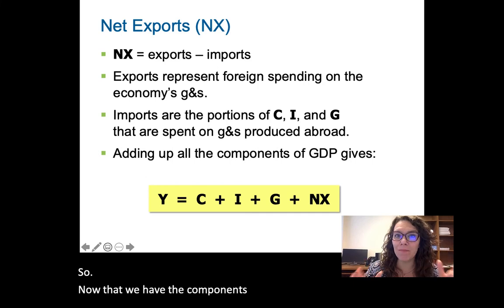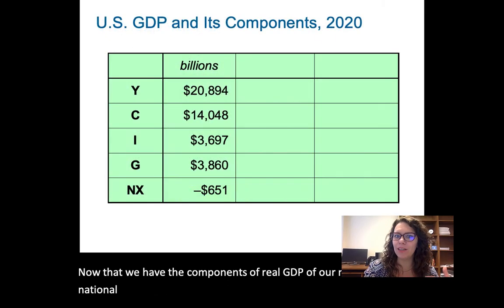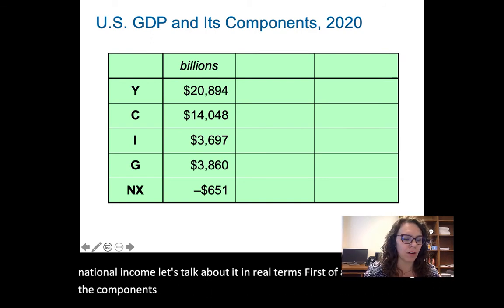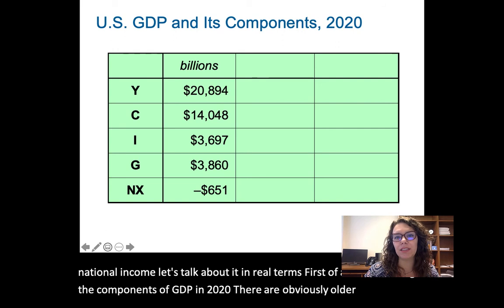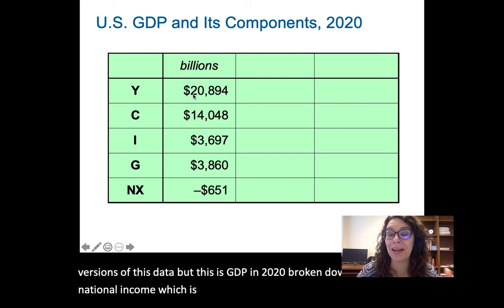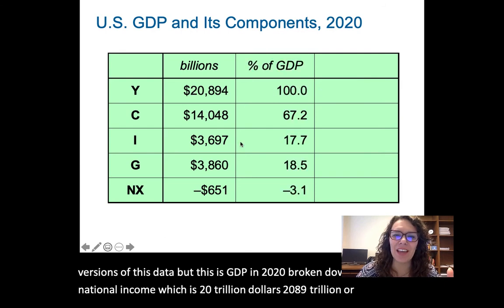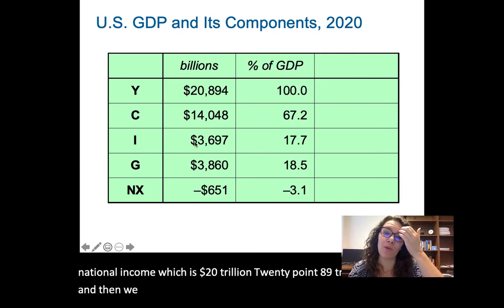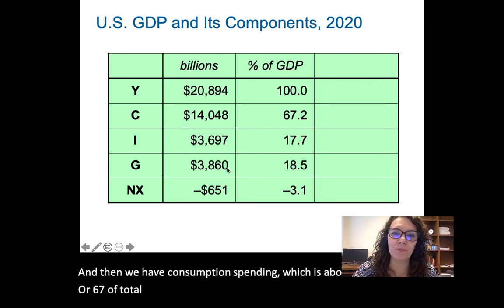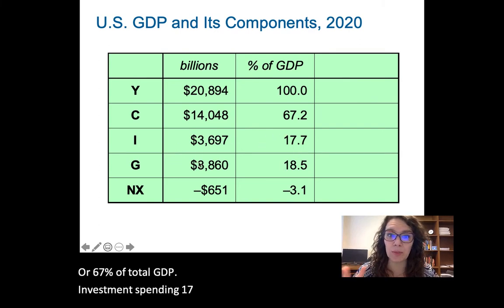Cool? So now that we have the components of real GDP, of our measure of national income, let's talk about it in real terms. First of all, here we've got the components of GDP in 2020. There are obviously older and newer versions of this data, but this is GDP in 2020, broken down into total national income, which is 20.89 trillion dollars. And then we have consumption spending, which is about 14 trillion or 67% of total GDP. Investment spending, 17% or 3.6 trillion.